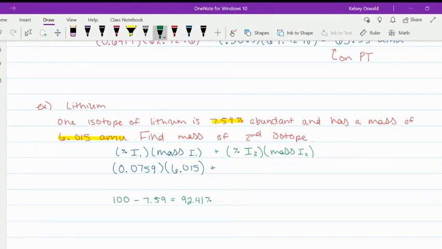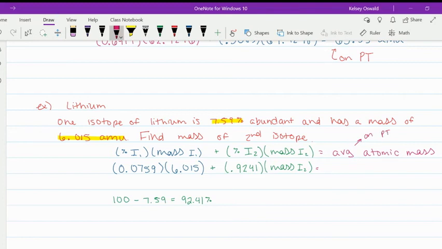Okay, so if we use the fact that our percents always have to add up to 100, we can find what percent that second isotope contributes to our mass. So then we would write that as 0.9241, and then we don't know the mass of that second isotope. But then we'd want to set this equal to our average atomic mass. Notice how this problem doesn't directly tell us what our average atomic mass is, but we can find it by looking at the periodic table.